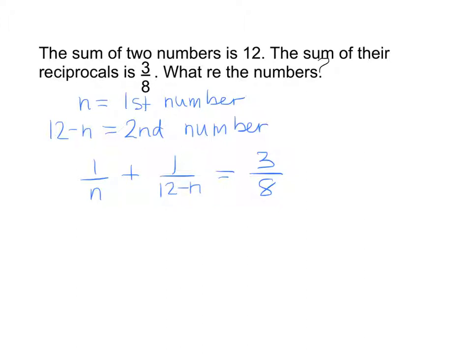Okay. Now we need to solve that. What's the common denominator? N times 12 minus n times 8. That's the common denominator.